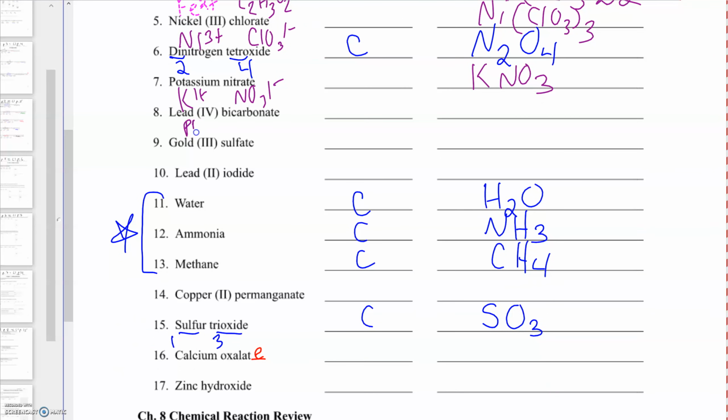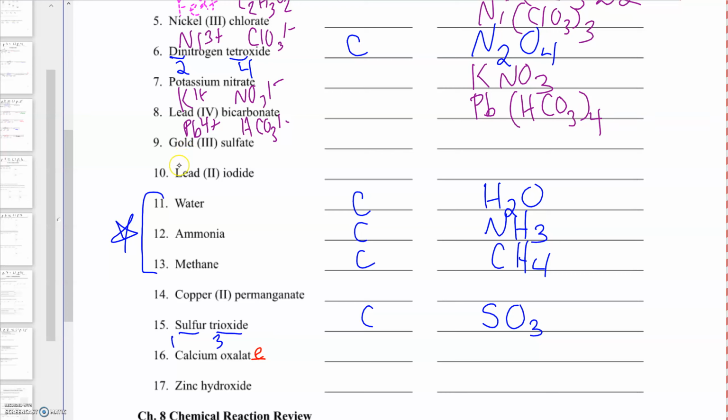Lead 4, they're telling you it's Pb4+. Bicarbonate, look it up. You're going to see it's HCO3 1-. So our formula, do your crisscross. Lead, you only need 1 of them, but then we're going to need 4 of the bicarbonate, also called hydrogen carbonate.